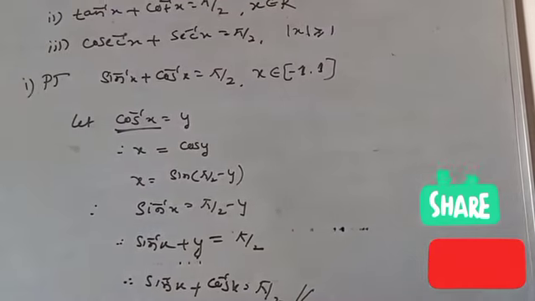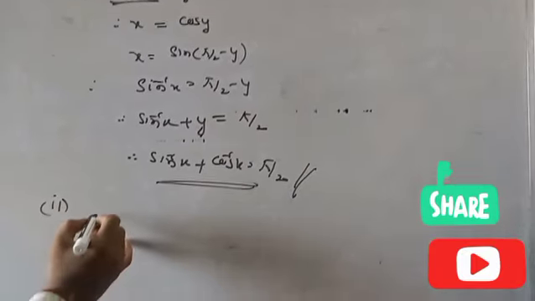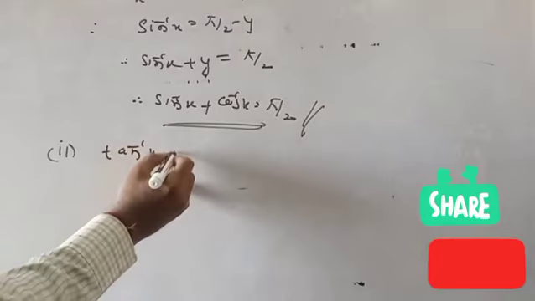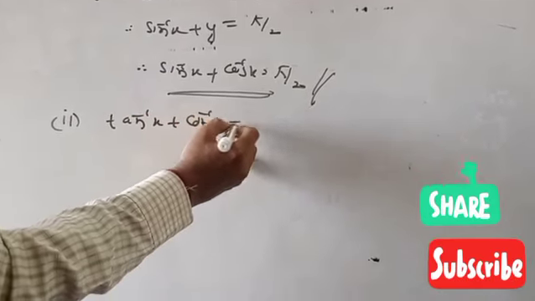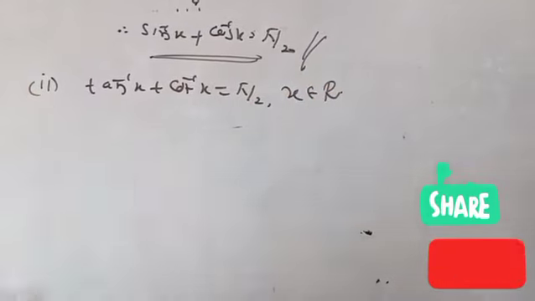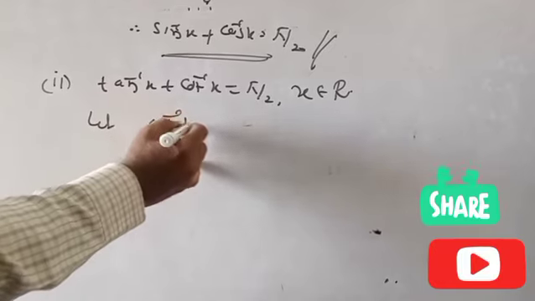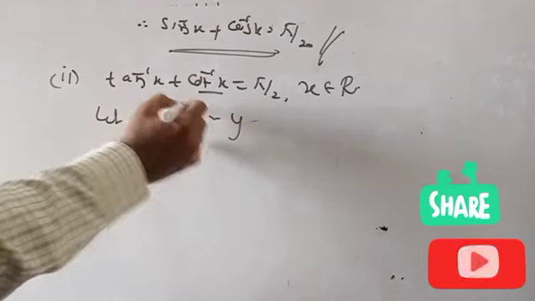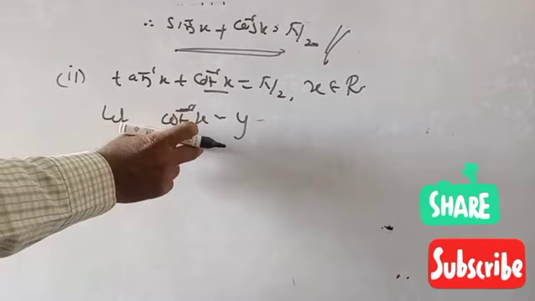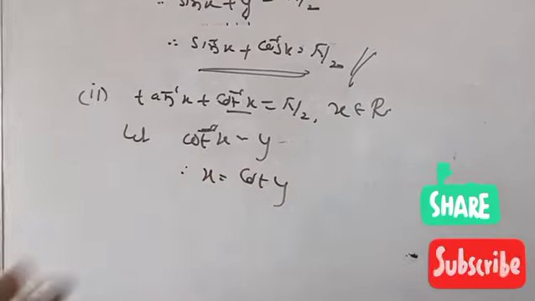Similarly, we can prove the second property, that is tan inverse x plus cot inverse x is equal to pi by 2, x belongs to all the real numbers. Let us take here cot inverse x is equal to y. You can take any one among these two, but I am taking here cot inverse x. Therefore, x is equal to cot y.